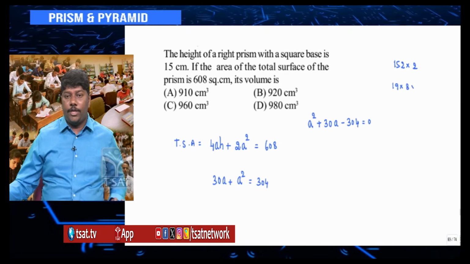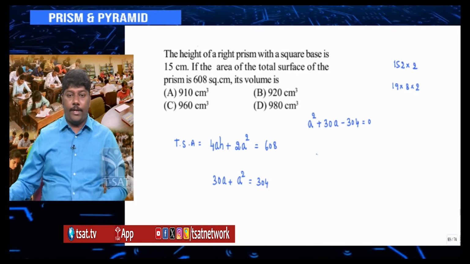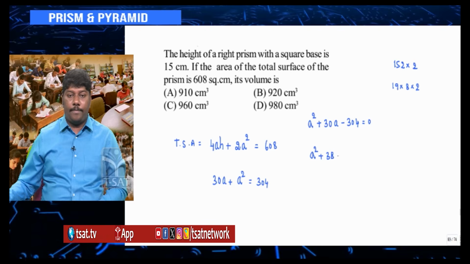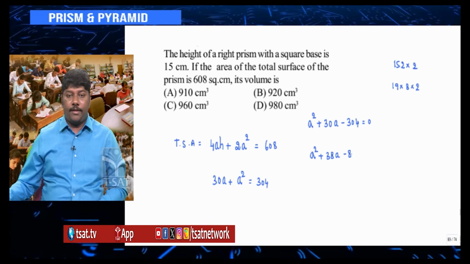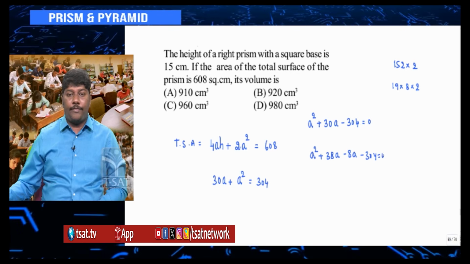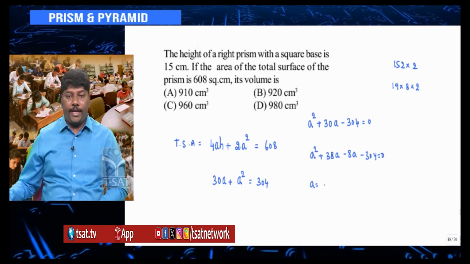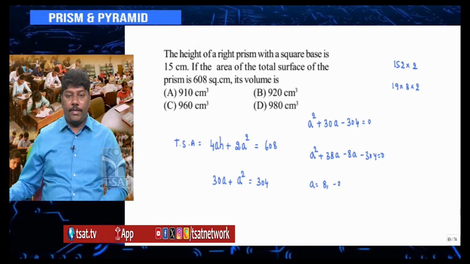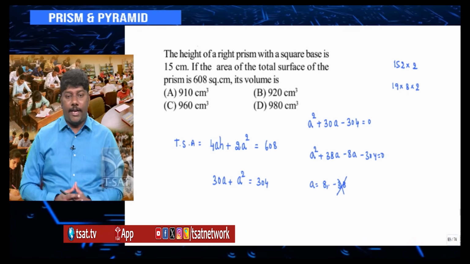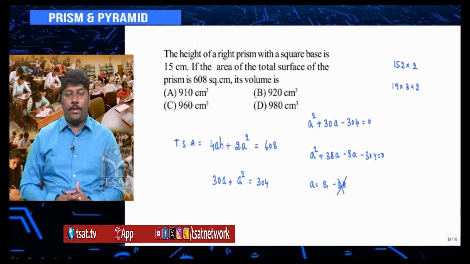19 8s are 152, so 38 and 8 you are getting. So a square plus 38a minus 8a minus 304 is equal to 0. If you factorize it, the factors are 8 and minus 38. However, you don't get minus 38, so the side of the square given is 8.